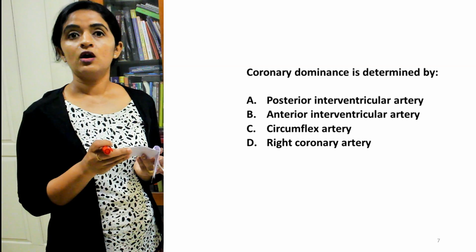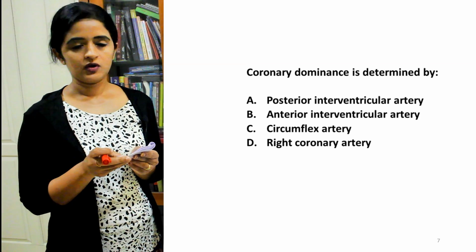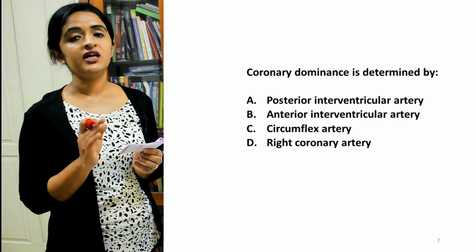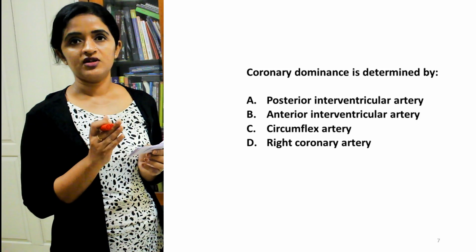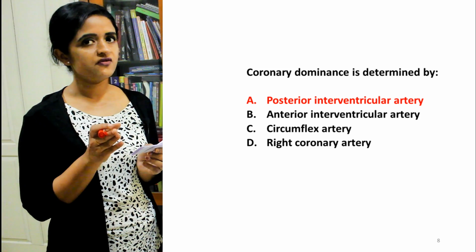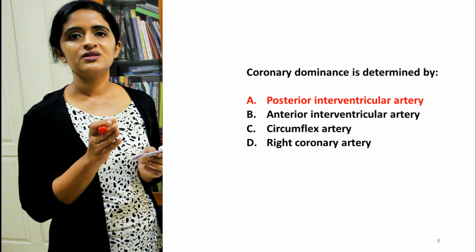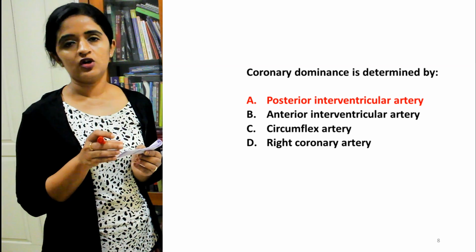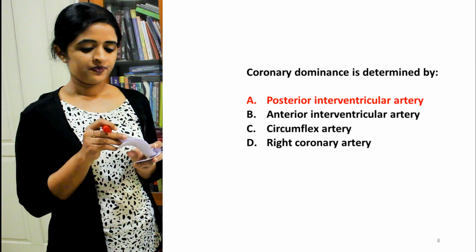Now, coronary dominance is determined by looking at the posterior interventricular artery. If it is from the right coronary, you call it right coronary dominance. If it is from the left, you call it left coronary dominance. And if you get branches from both, you call it codominance.